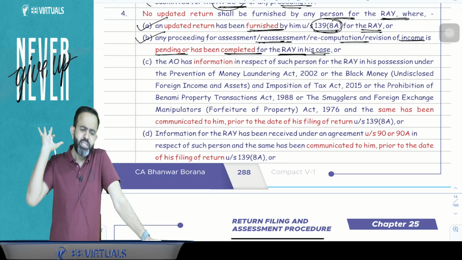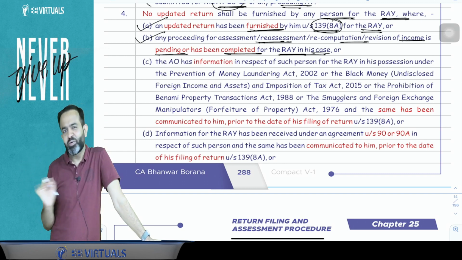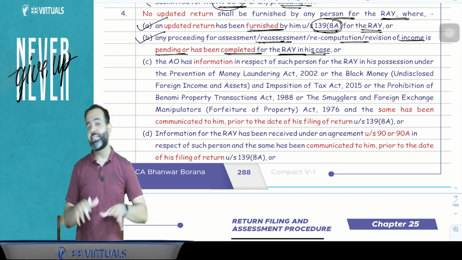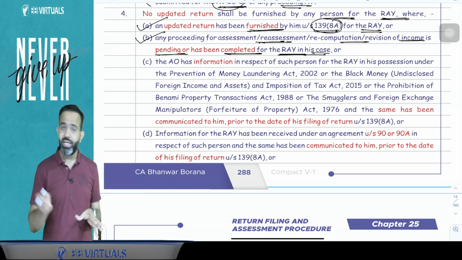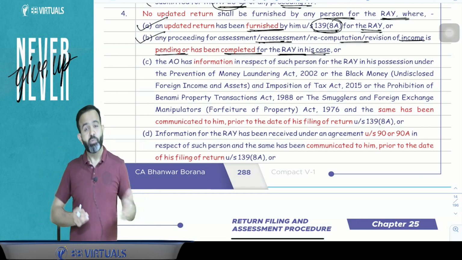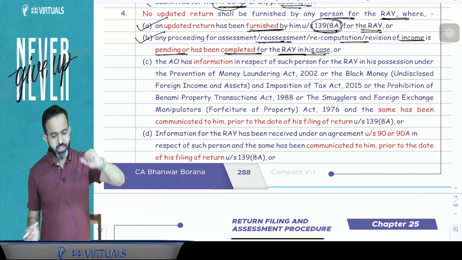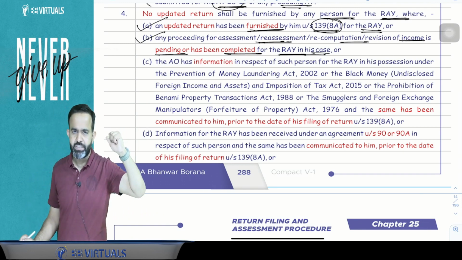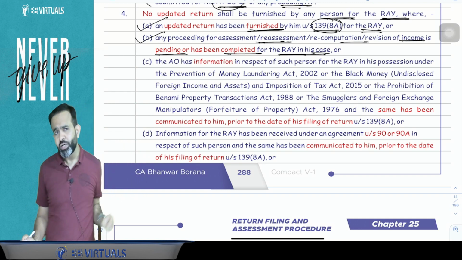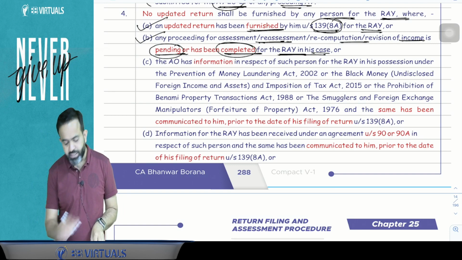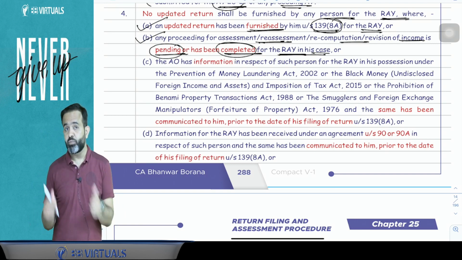Suppose your assessment is already completed for that year, then you cannot file the updated return. So either assessment is completed or assessment is already going on, assessment is pending. Suppose they issue a scrutiny notice. When you get the scrutiny notice, it means assessment has already started. You cannot file the updated return for that year. So either assessment is pending or assessment is completed, you cannot file the updated return for that year.